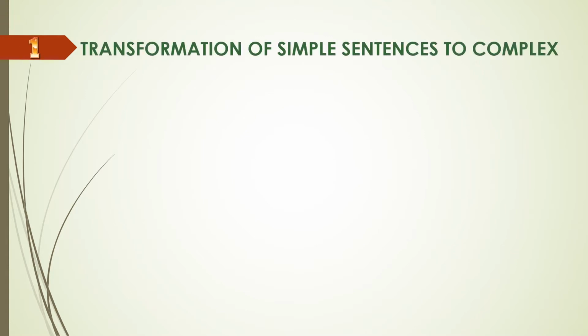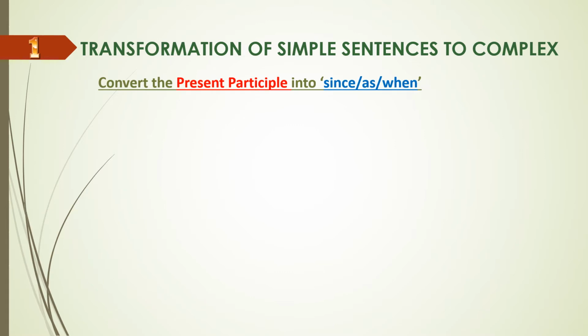Moving on to the first type of transformation, simple sentences transform to complex sentences. One of the things to do to transform a simple sentence into a complex one is to convert the present participle, the ing word, into since, as, or when, depending on the meaning in the sentence. Now, you have an example of a simple sentence: closing the door, I went back to school. Closing being the participle. Now try to change it into any of these words.